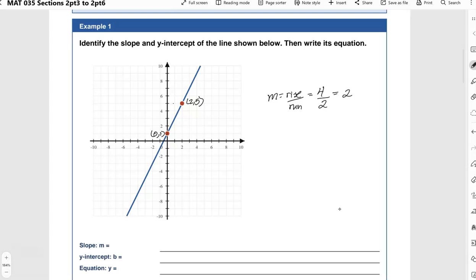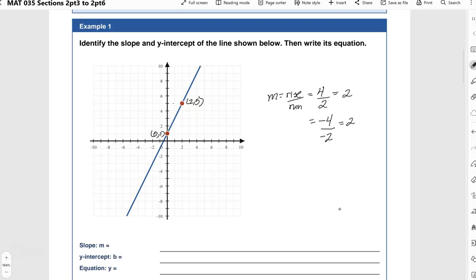Even if I would have started at the rightmost point and gone the other way to get to that second point, I would get the same answer. From 2, 5 to get to 0, 1, I would have to move. Remember, it's rise over run. So my rise is actually falling. So it's down 4, and I would show that with a negative 4. And then I would move left 2, which would be a negative 2. But that still reduces to 2. So you get the same answer either way.